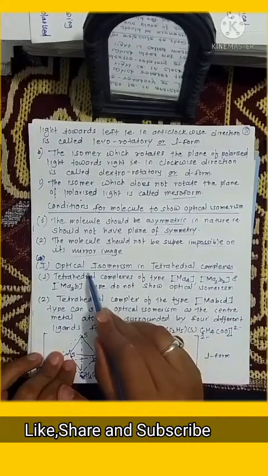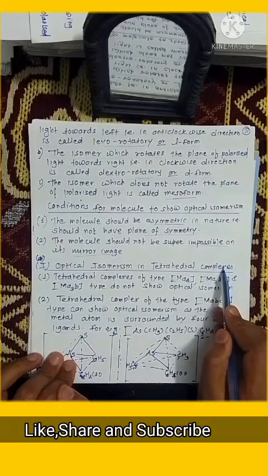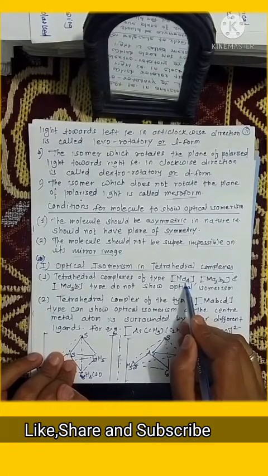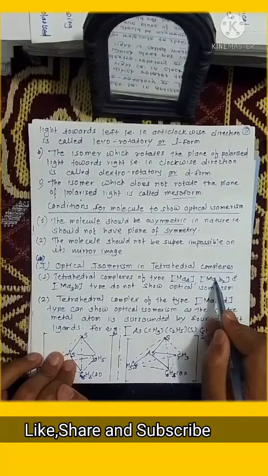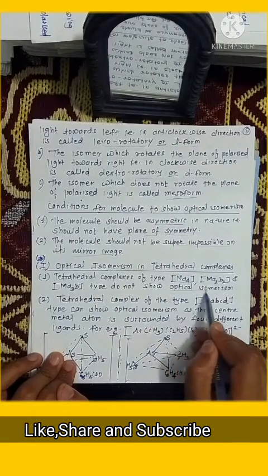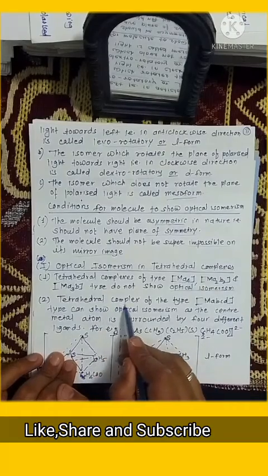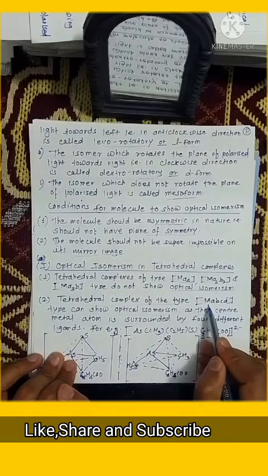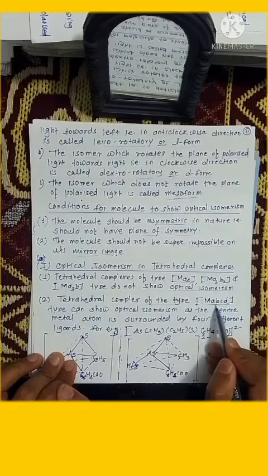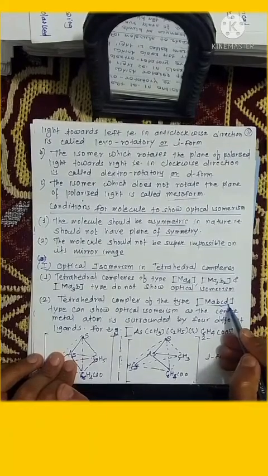So, the first topic is optical isomerism in tetrahedral complexes. Tetrahedral complexes of type Ma4, Ma2b2 and Ma3b do not show optical isomerism. Now, tetrahedral complexes of MABCD type show optical isomerism because all four ligands are different.